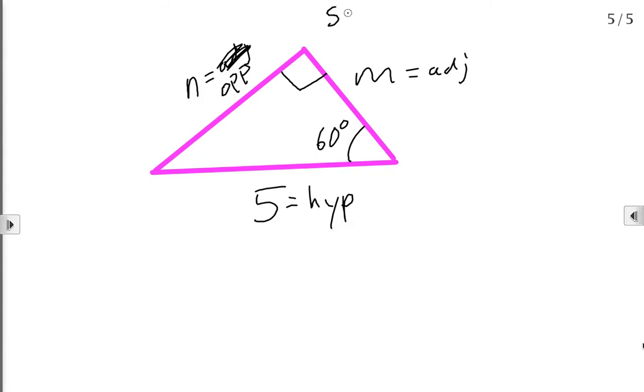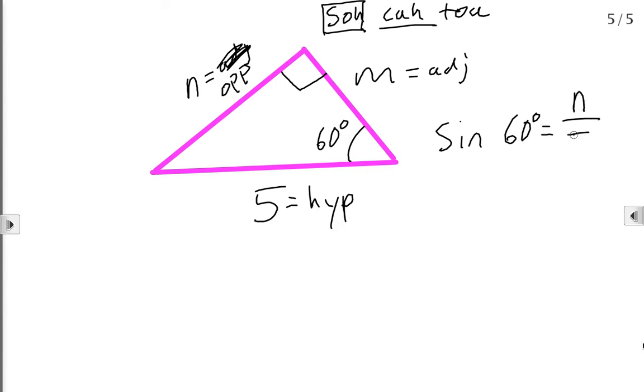Let's go ahead and write out SOHCAHTOA. So we know hypotenuse, so we're going to use this one or this one. And then let's just say we wanted to find opposite first. We wanted to find O first. That lets us know we're going to be using sine first. So sine of 60 degrees equals opposite over hypotenuse. So n over 5.